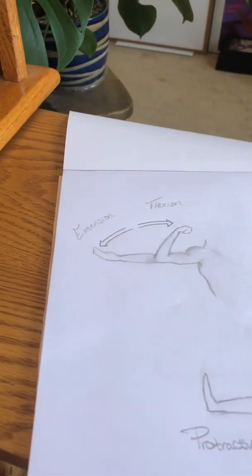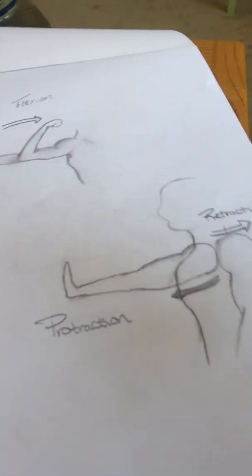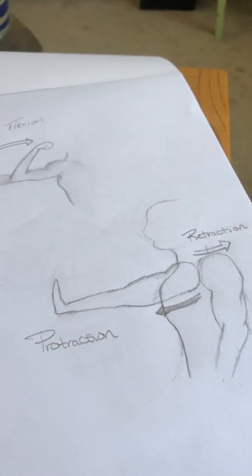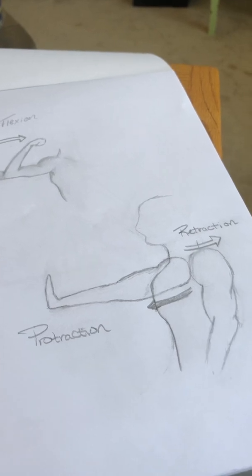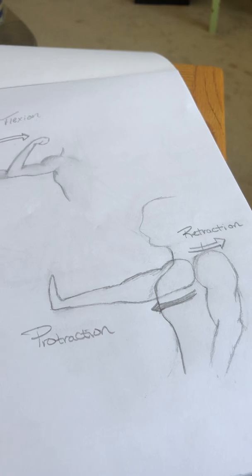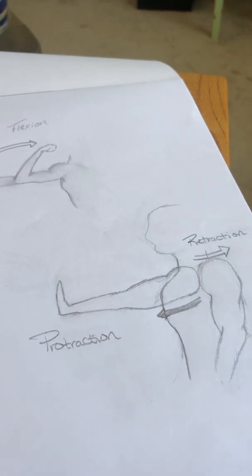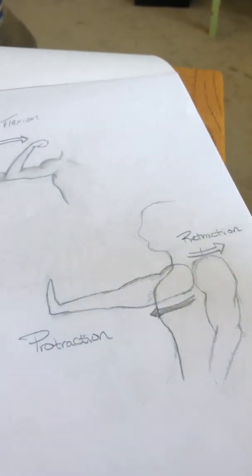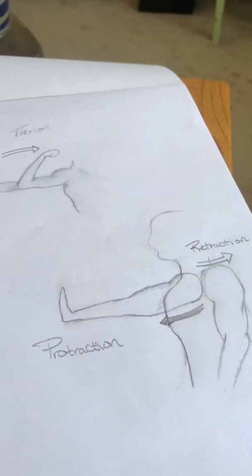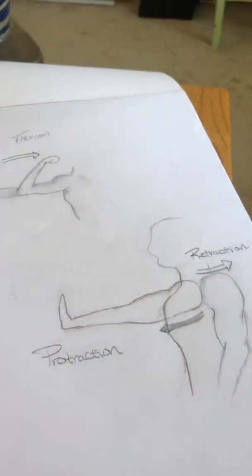Next we have protraction and retraction. Protraction is an anterior movement of the body part in the transverse plane. In this drawing, the arm and shoulder come out as if trying to push open a door or like a policeman signaling stop.